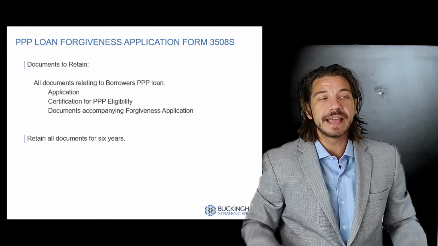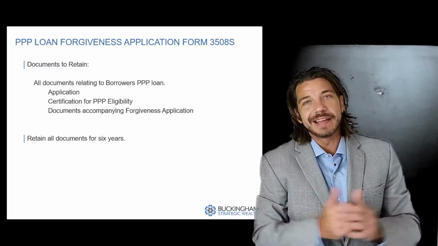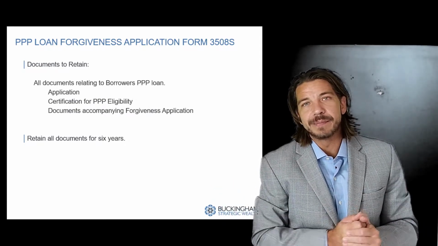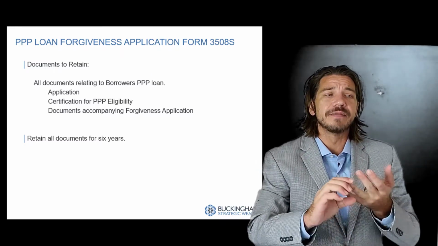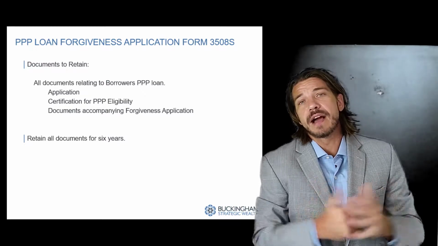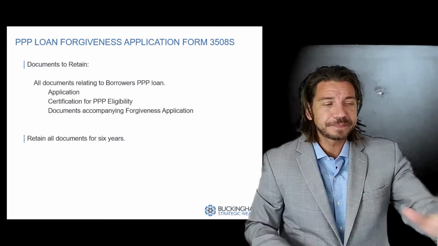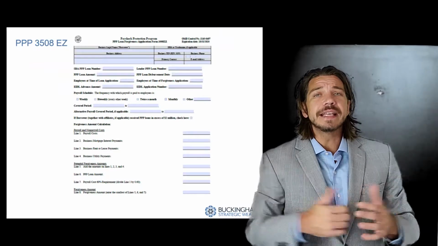Documents to retain for the 3508S: you're going to have to retain basically every document that's associated with the PPP loan. So the application, correspondence you received from your bank, certification of eligibility, as well as all the documents that you submit for forgiveness. So then we move to the EZ form.